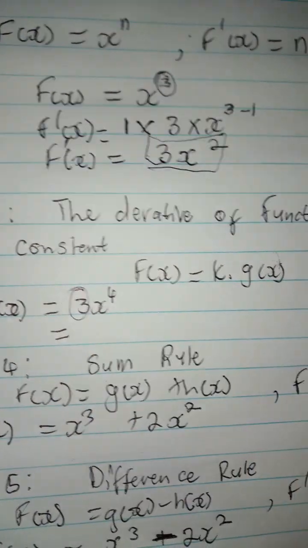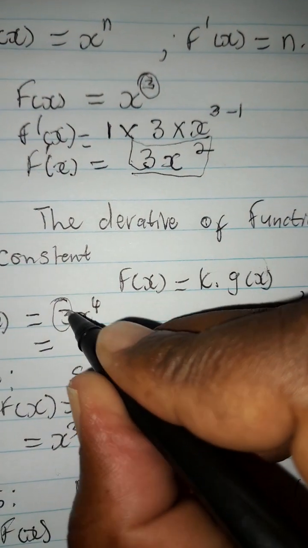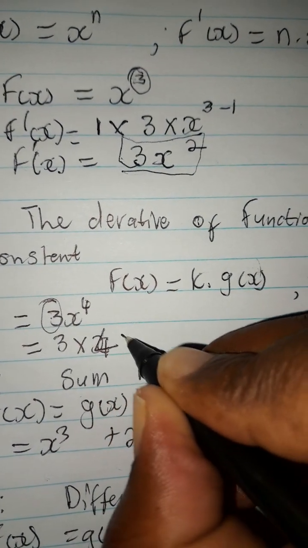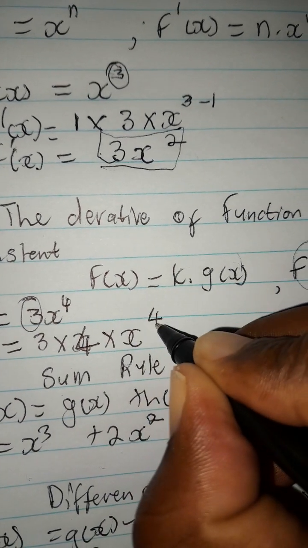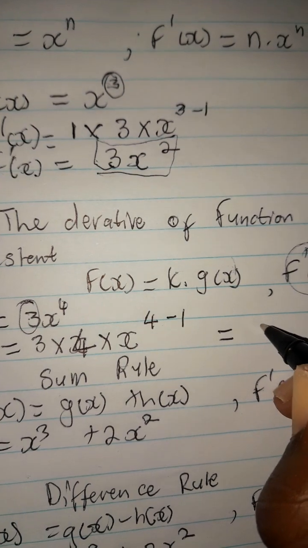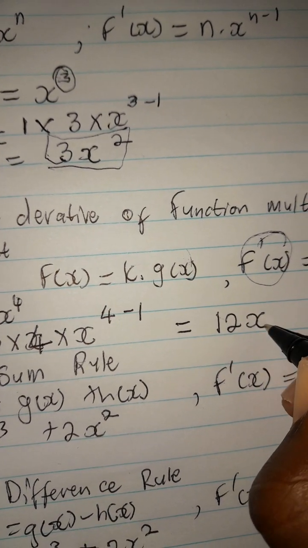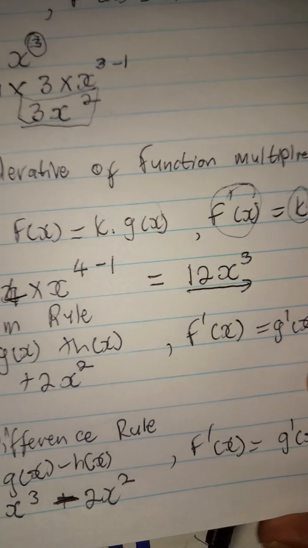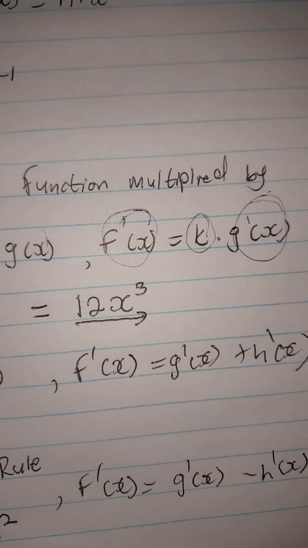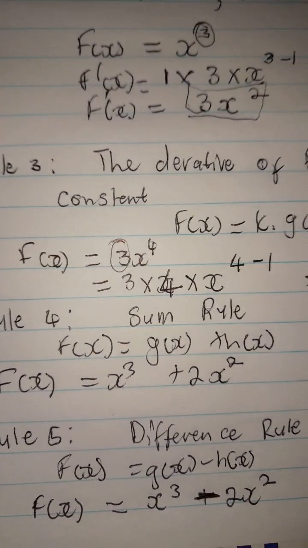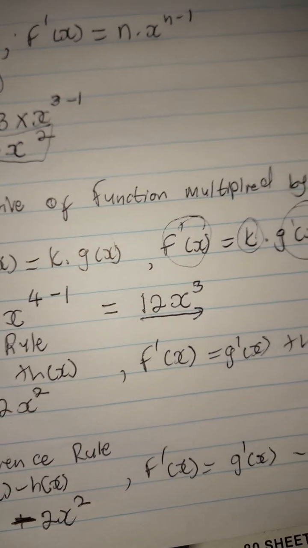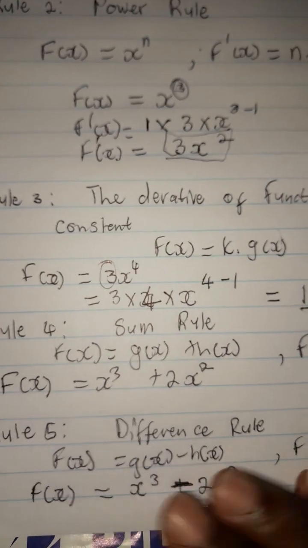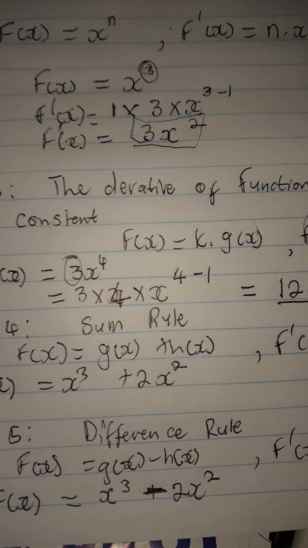Remember, our constant multiplied by the function. What is 3 times 4? It's 12, multiplied by x to the power of 4 minus 1. What is 4 minus 1? That will be 3. So we have our solution as 12x cubed. Do you understand? That's what we are going to do at rule number 3: the derivative of a function multiplied by a constant. I hope, guys, you are learning. So, let's go to our sum rule.